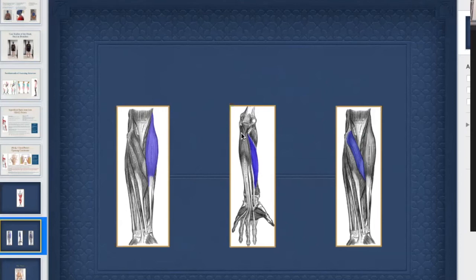Now, the final thing is we've got these other two muscles that are coming across and coming into the radius and converging in this area as well. So that's all I'm going to say about that for now, but I go into great detail about that in the course.